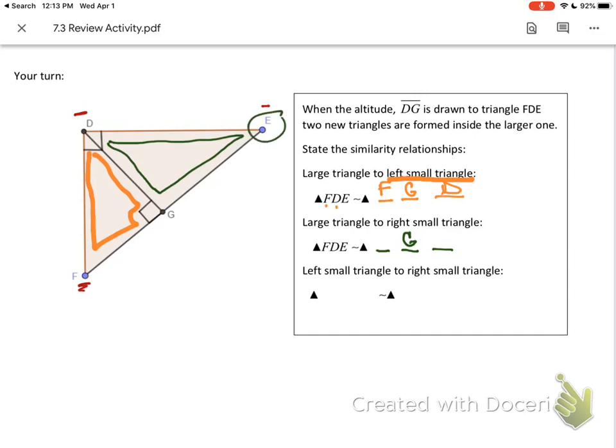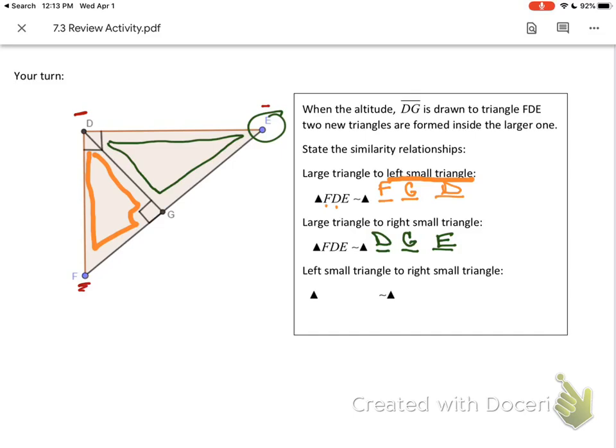I can see they have angle E in common, so I'm going to put E in the same spot, and then the other angle that comes along for the ride is the D. So that is the green triangle. That's the order that identifies the similarity with the larger triangle.